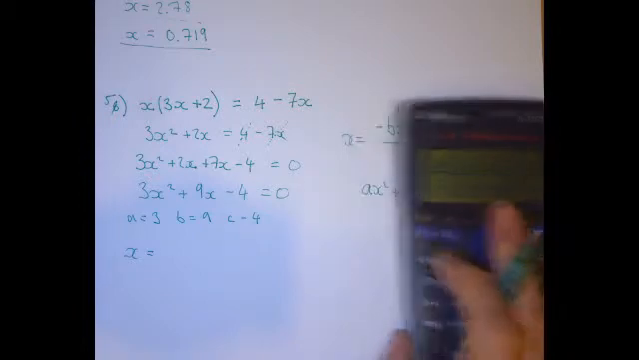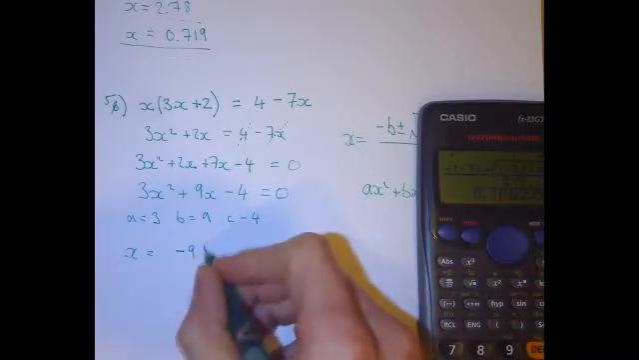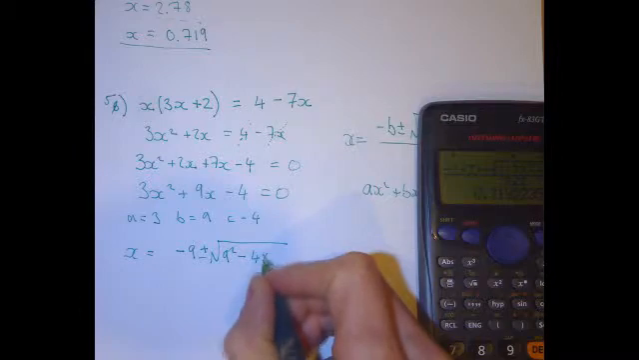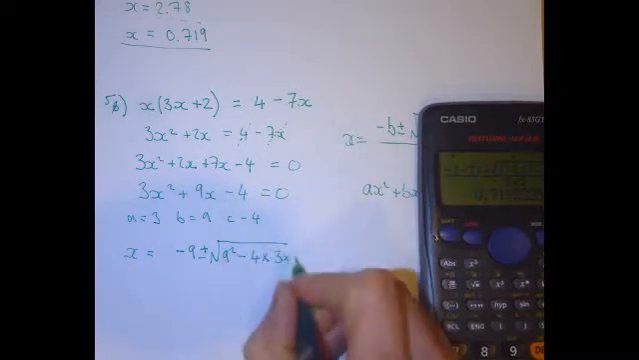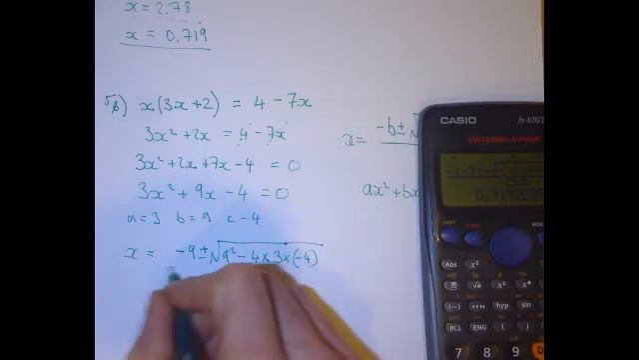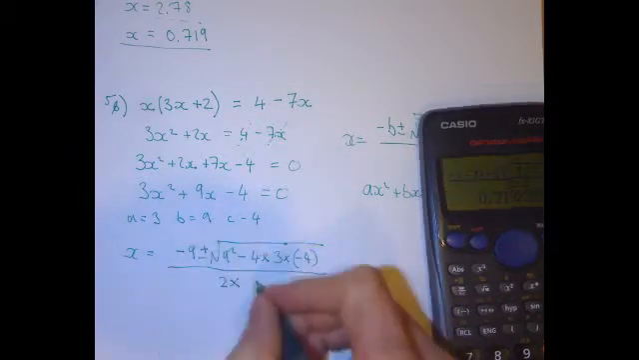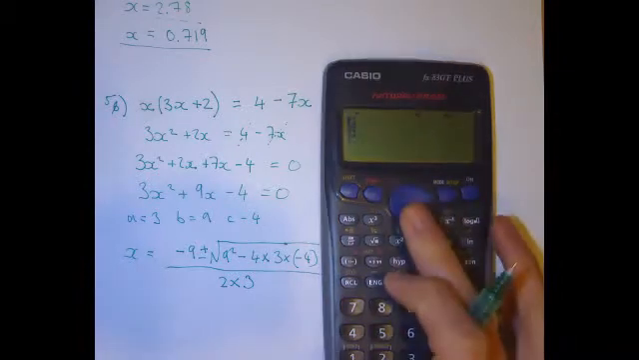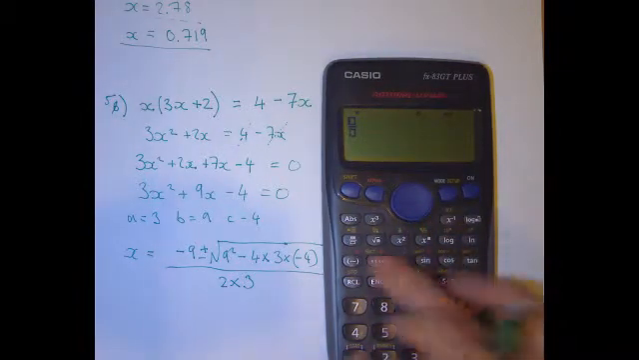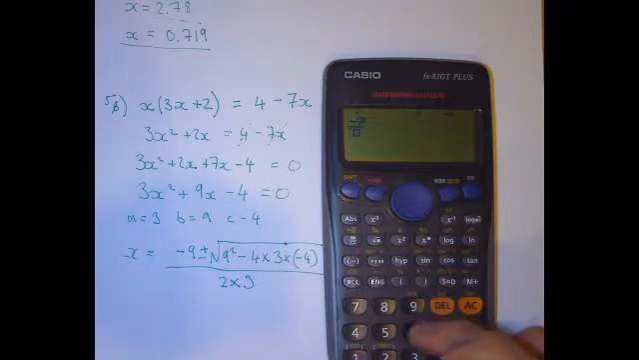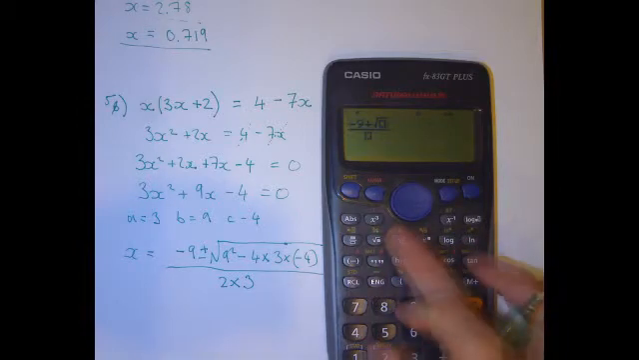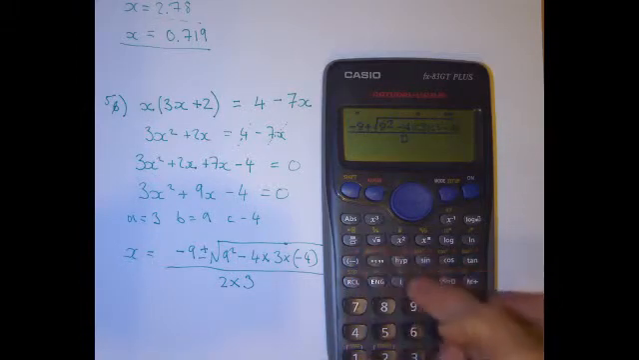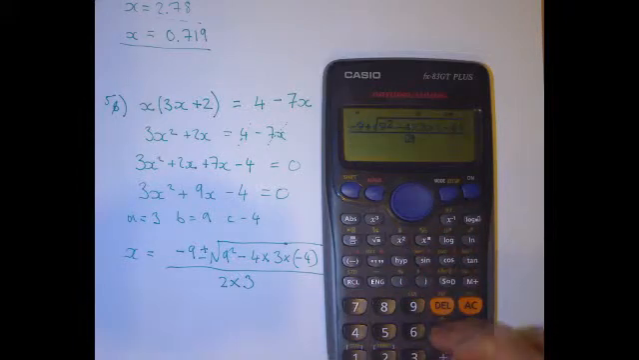First of all, x equals minus b, so minus 9, plus or minus the square root of b squared, 9 squared, minus 4 times a, 3, times c, which is negative 4 in this case, all divided by 2 times a, which is 3. Okay, over to the calculator. Don't forget that fraction button to get us started. Here goes. Minus 9 plus the square root of 9 squared minus 4 times 3 times negative 4, all divided by 2 times 3.